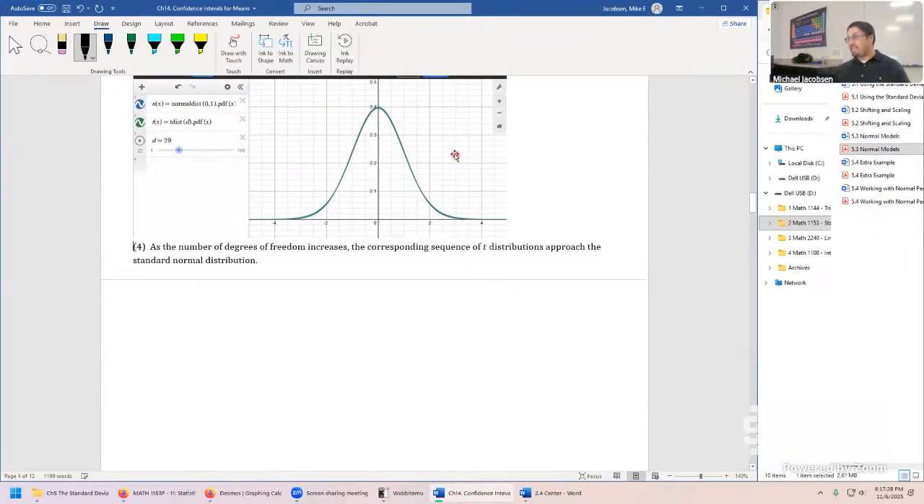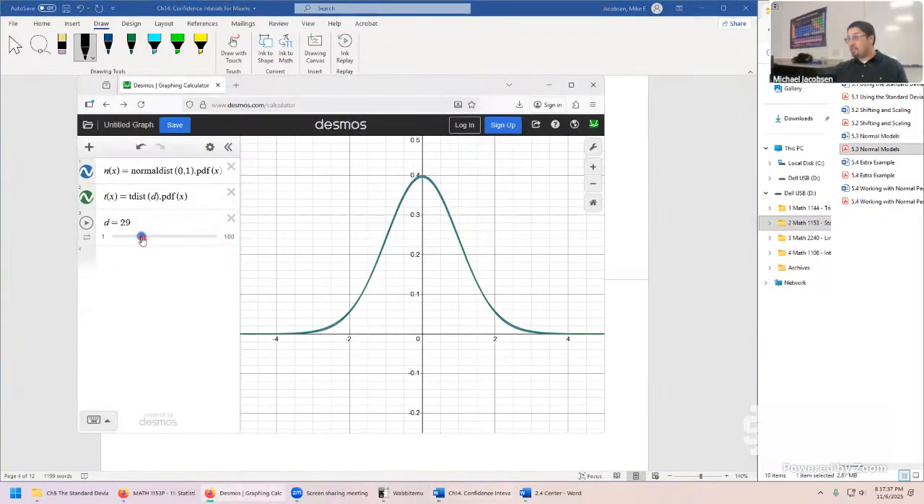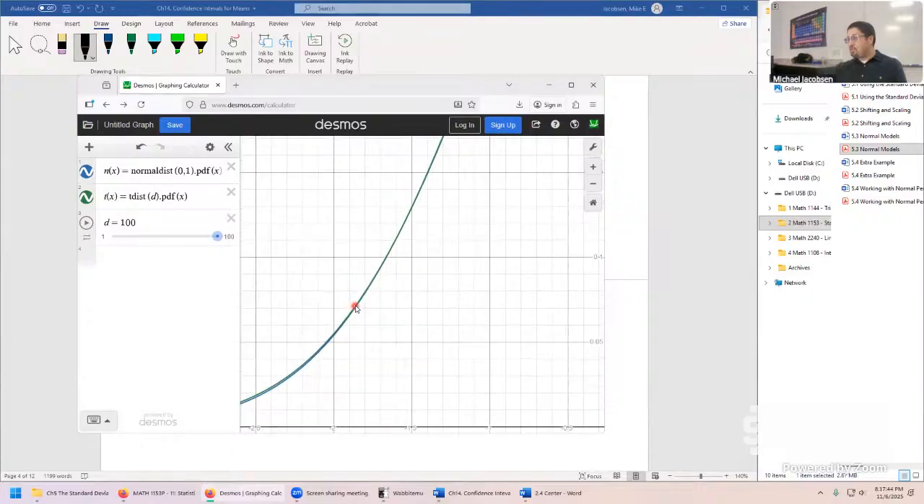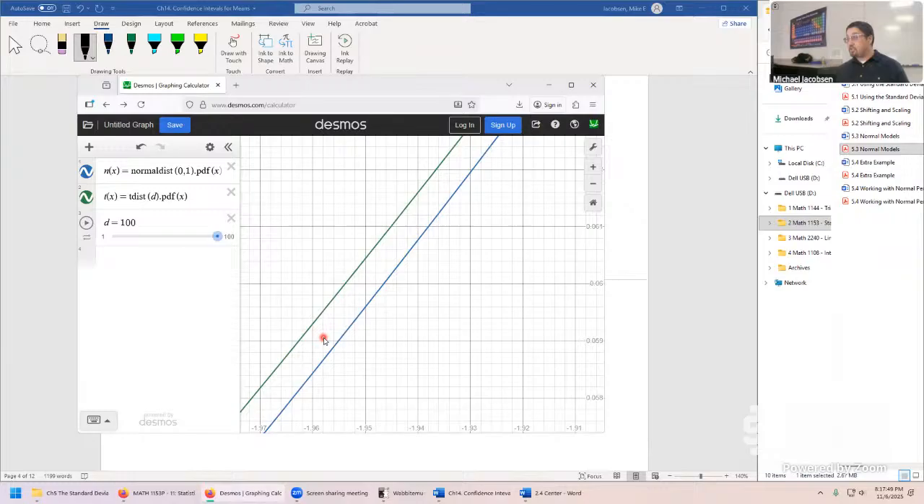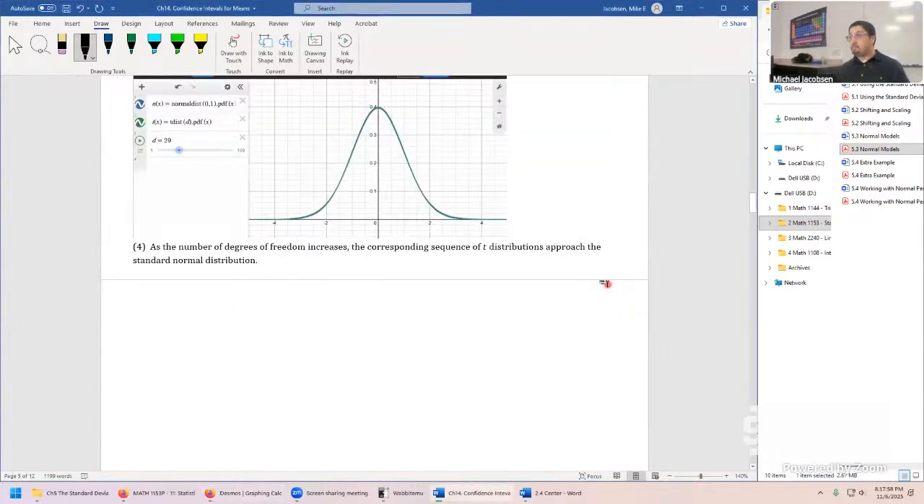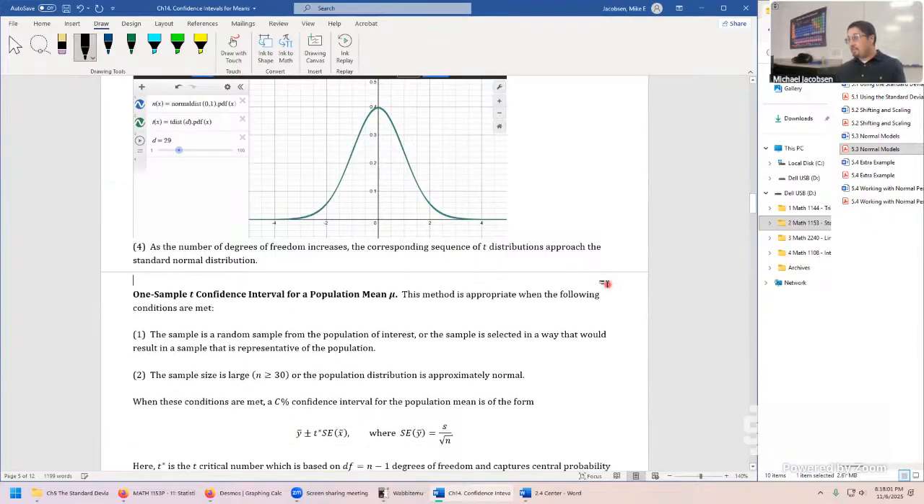There's a fourth concept that I forgot, but it says, as the number of degrees of freedom increases, the corresponding sequence of T distributions approaches the standard normal distribution. So go higher and higher, and they essentially look the same. But if you're persistent and you zoom in on this long enough, you can spot the difference. And that difference is still important, even at a sample size of 1,000, or 10,000, and so on. We should always be as accurate as possible. So these are the major ideas so far.